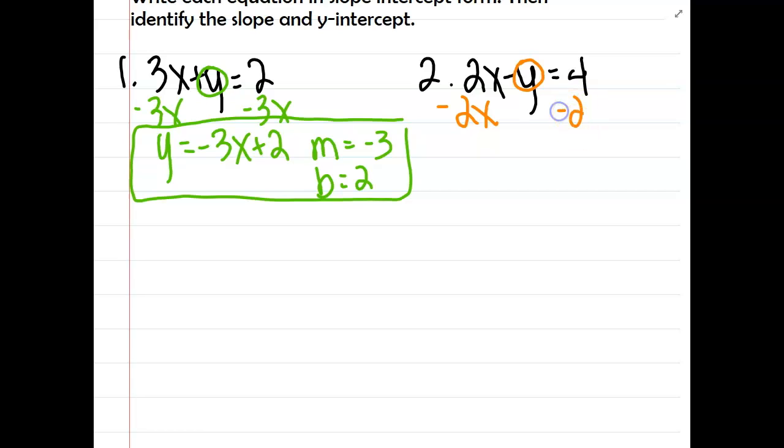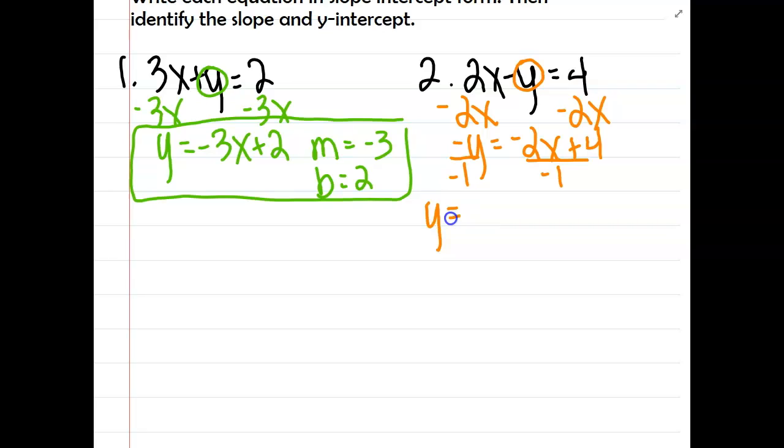To get rid of a positive 2x, I'm going to subtract 2x. When I do that, that negative is still there. It's still negative y. And on the right-hand side, it's going to be negative 2x plus 4. And remember, we did one of these on the left-hand side. I don't want a negative y. I want a positive y. Just like a normal equation, to get rid of the negative, we would divide both sides by a negative 1.